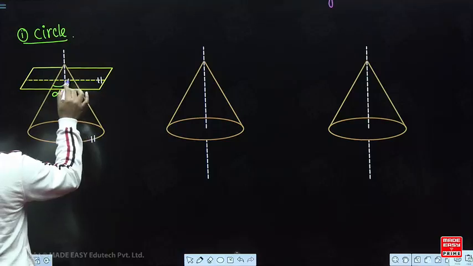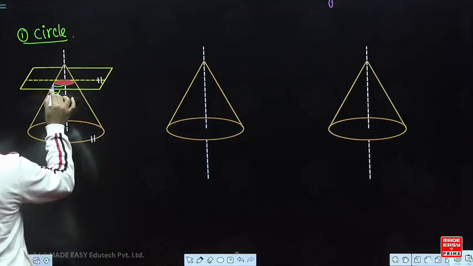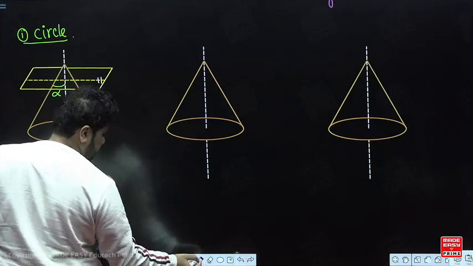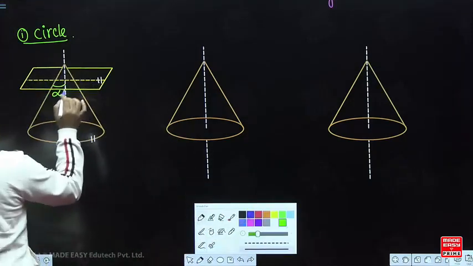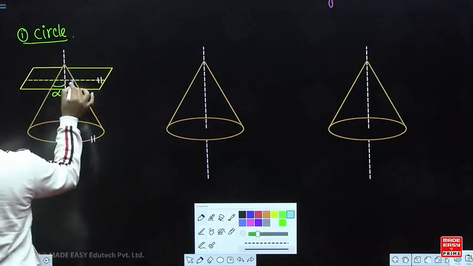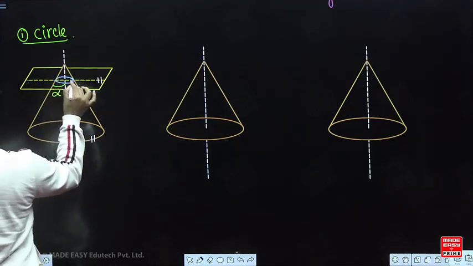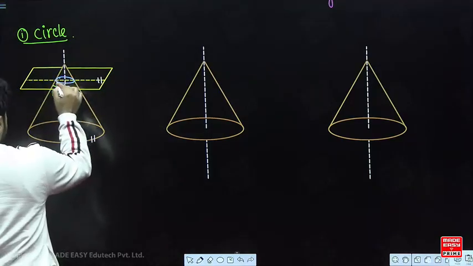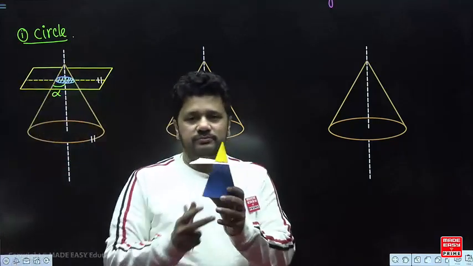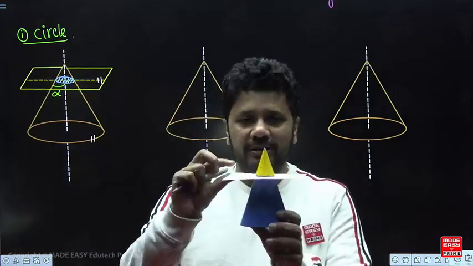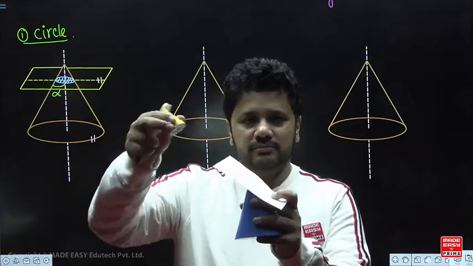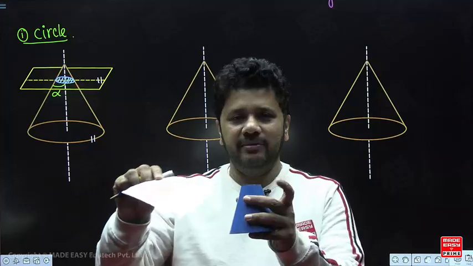So here, if you see, what is the shape you are going to get? I will draw it freehand, right. This is the shape you are going to get. How? See here very carefully. This is the shape you are going to get, a circle. How? See, this is the cone. When I cut the cone by this cutting plane, I remove the upper part, right. I have removed this paper.